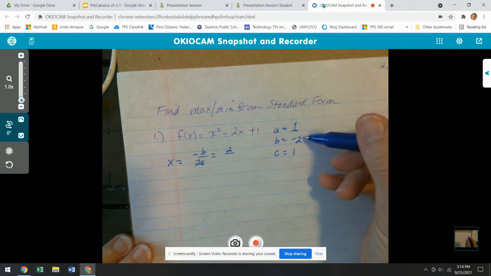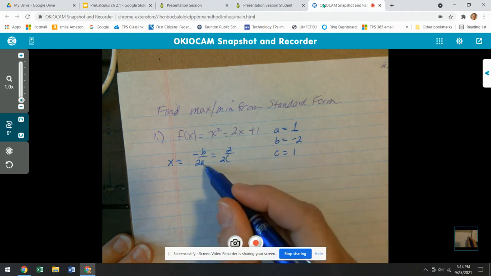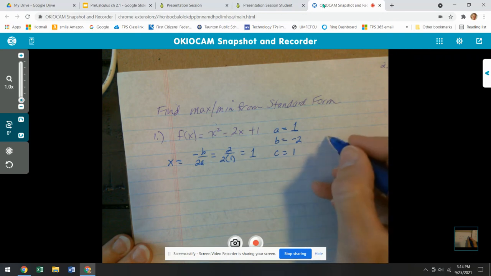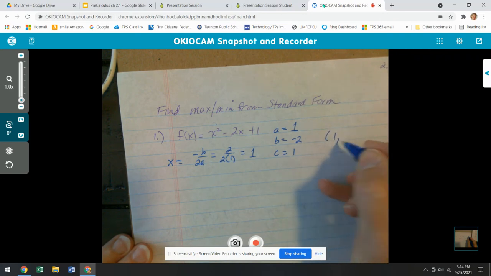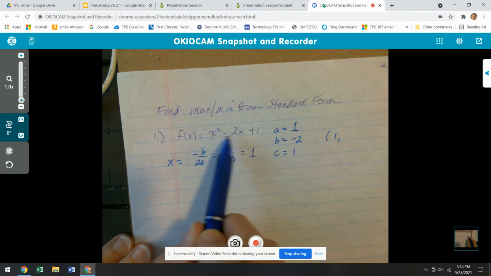Our B value is a -2. We take the opposite of it. In the denominator, 2 times A, that's 2 times 1. And so the x value of our vertex is at 1. And then we put the 1 in both places here where there's an x.